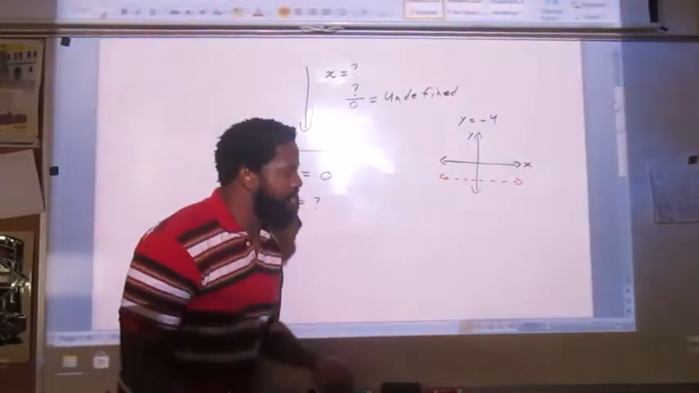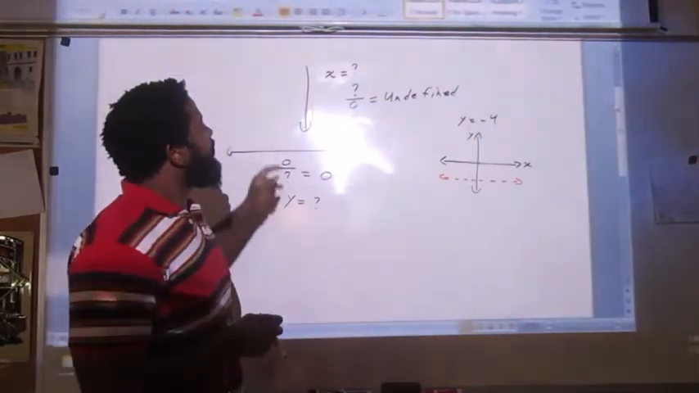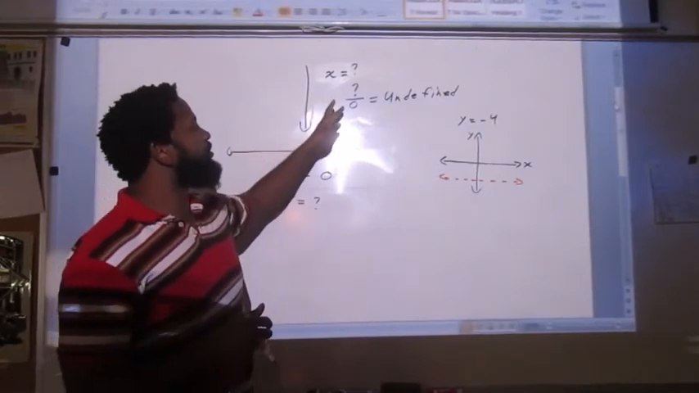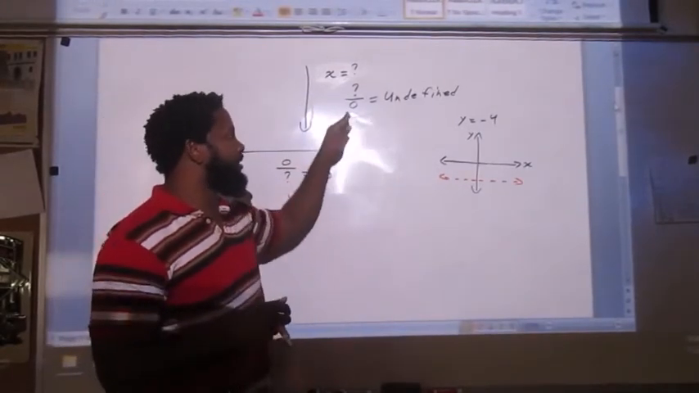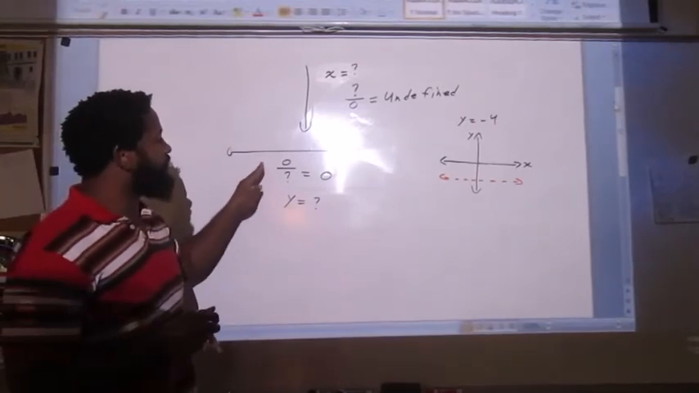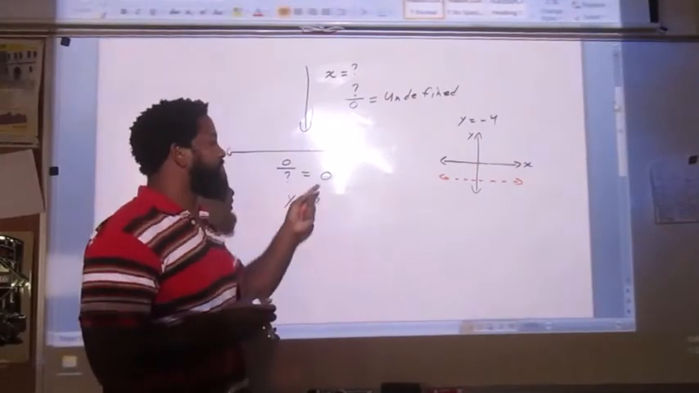So just so you know, that is the difference between horizontal and vertical, and why vertical lines are undefined, because the 0 is in the denominator, and horizontal lines are 0, because your 0 is in the numerator, and 0 divided by anything is 0, all right?